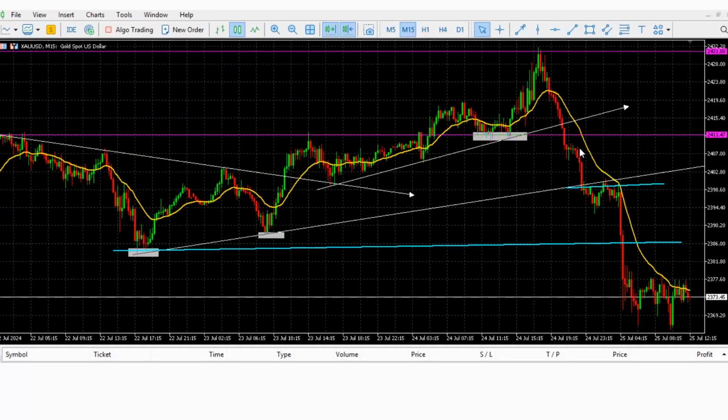Then your stop loss can be somewhere here, above the 20 EMA. With that, you are able to ride this massive trend. You can see how deep the market is going.